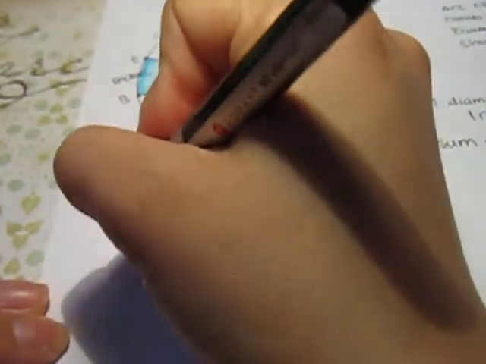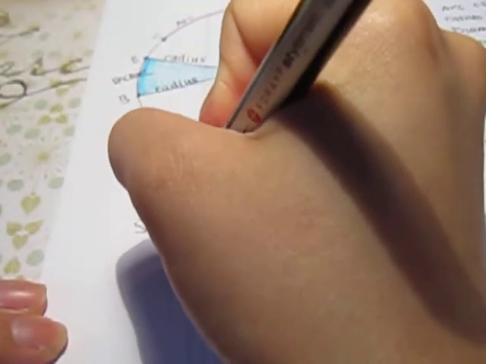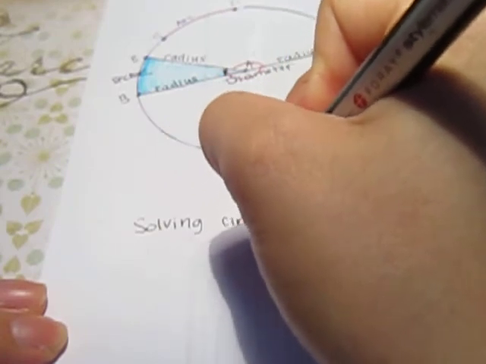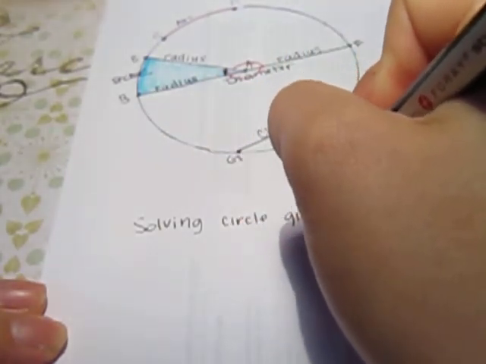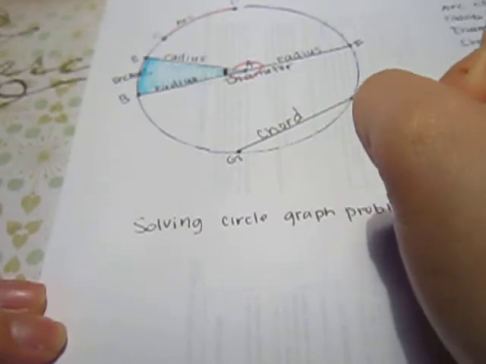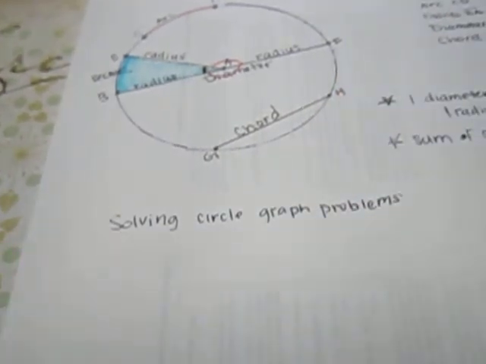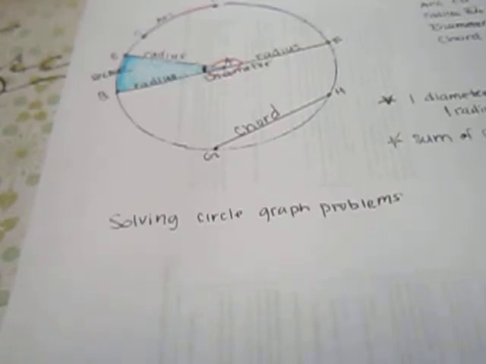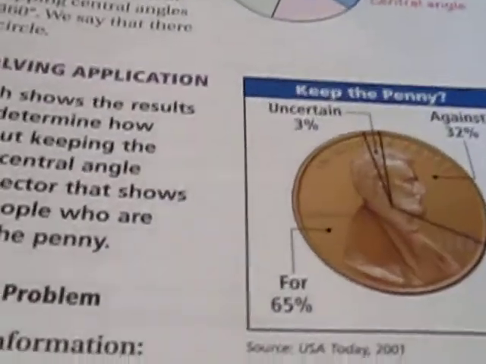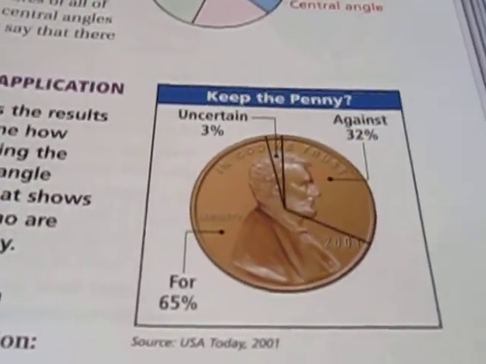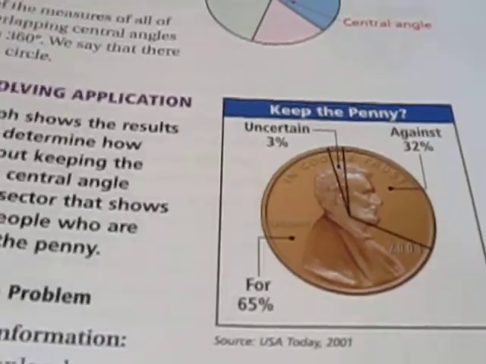So this is actually our last part of our notes. It's short today. We're going to be solving circle graph problems. And I want to ask a question. What is the central angle or the degree within that circle graph that we just saw that we're against? If I look at this graph, I'm going to show you. We see that 32% of people are against keeping the penny.